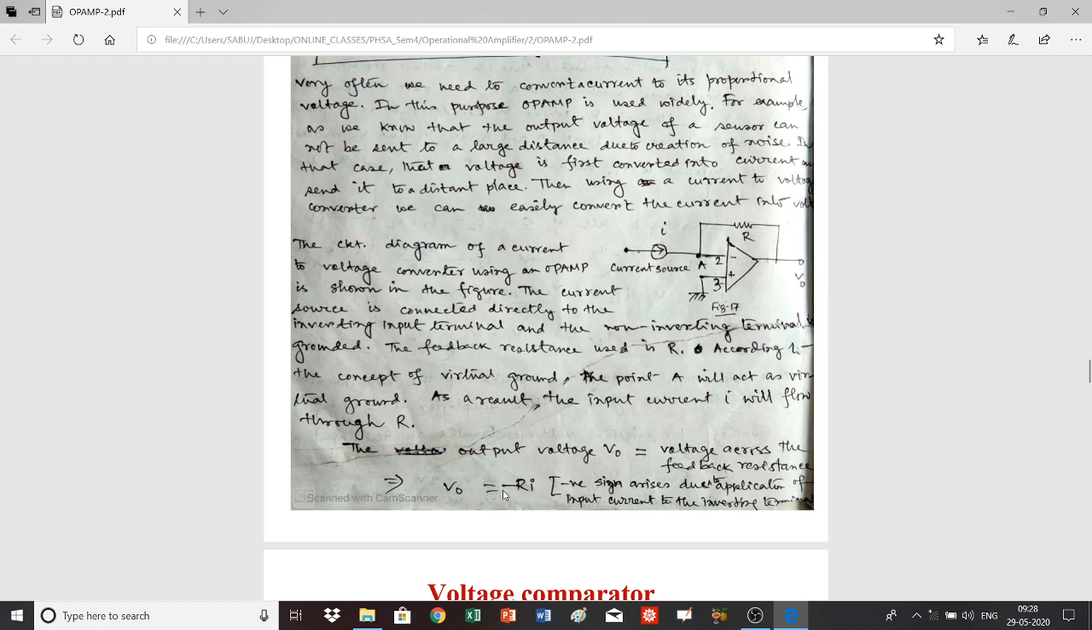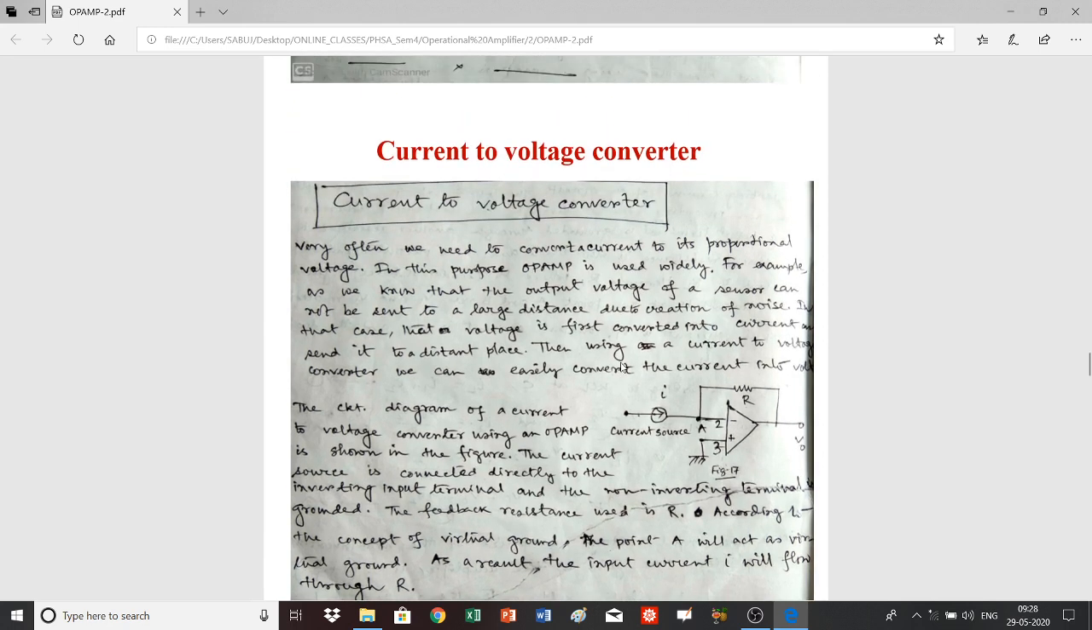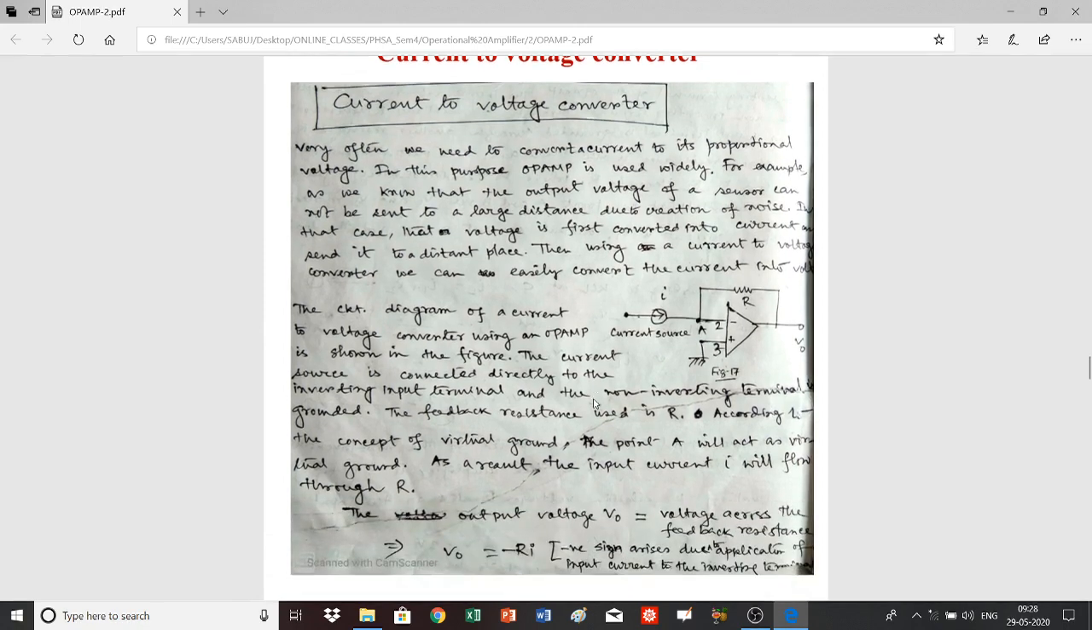Why is the negative sign introduced here? Because the input is applied to the inverting input terminal. So from this relation, you understand that V0 is proportional to I. So the input current is successfully converted to its equivalent voltage. In this way, an op-amp can be employed to design a current to voltage converter.